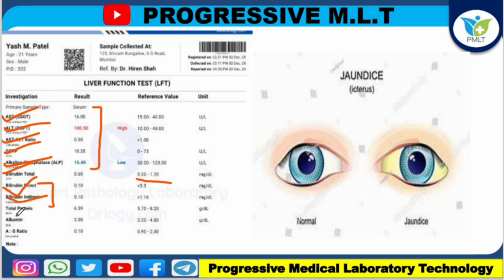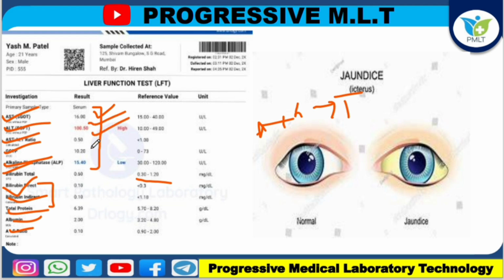AG ratio means albumin and globulin ratio. Total protein means when you add A plus G, you get T, total protein. So whatever we have understood, what are the parameters of the liver function test? There is an enzyme profile: ALT, AST, ALP, and another one, GGT. There are mainly four enzymes.